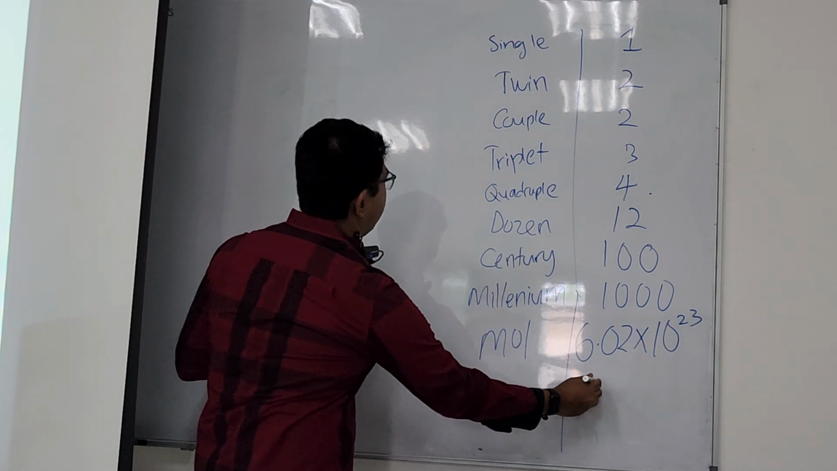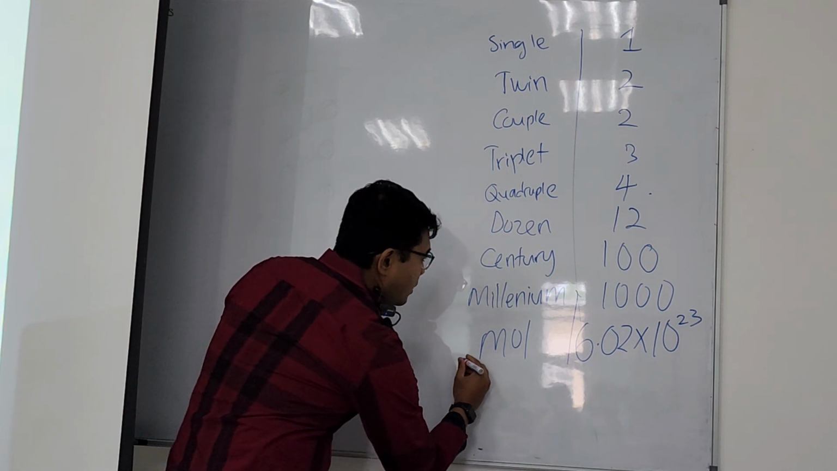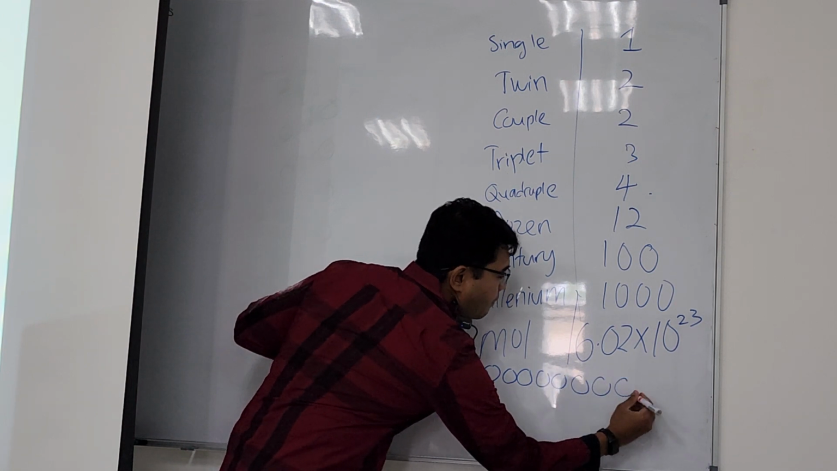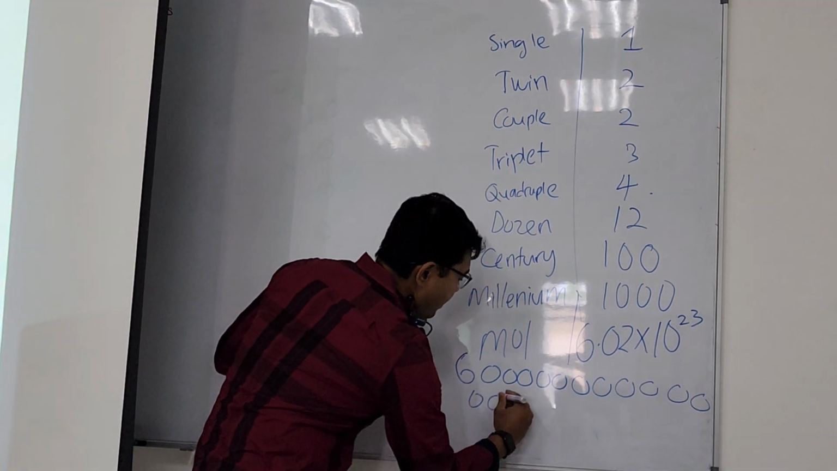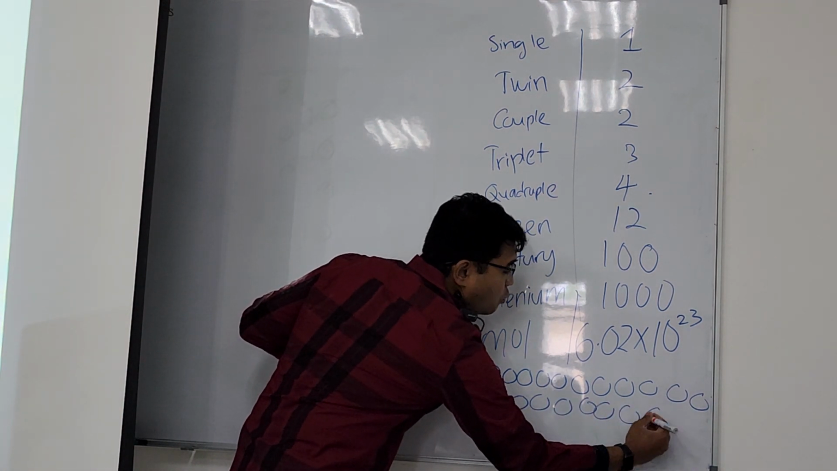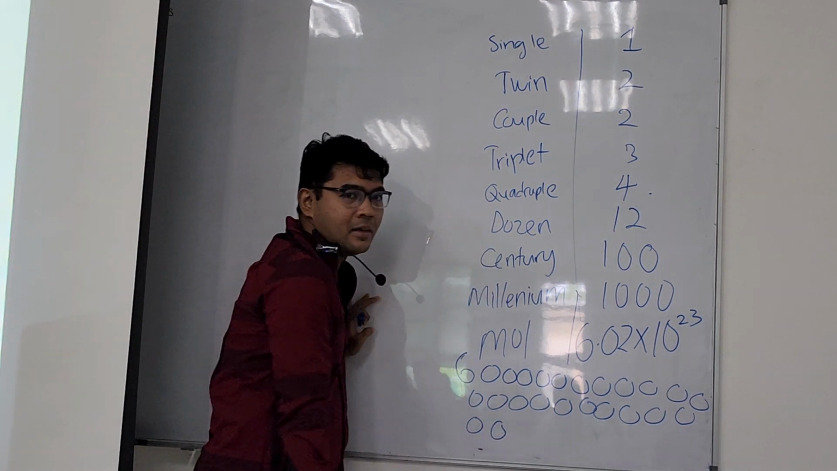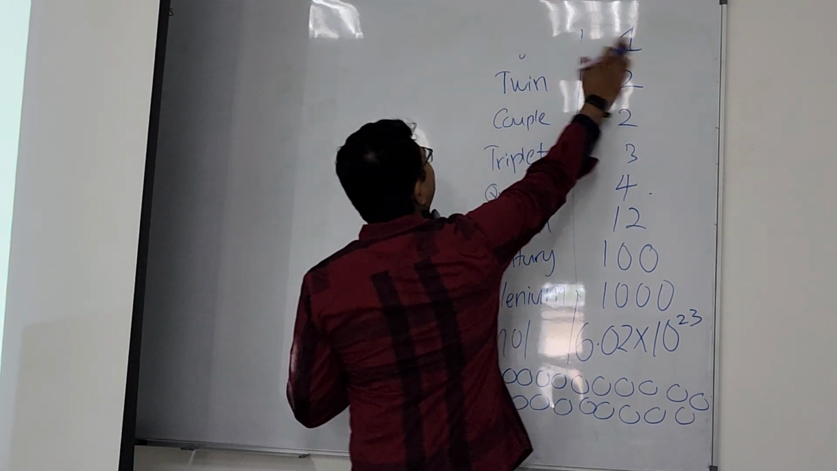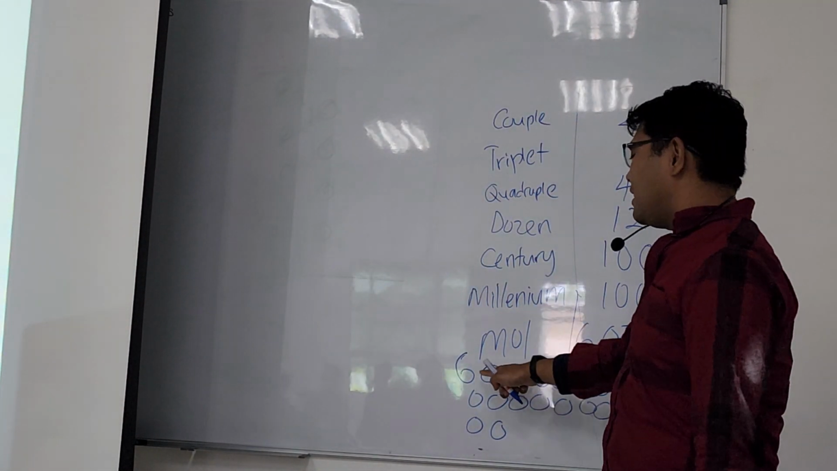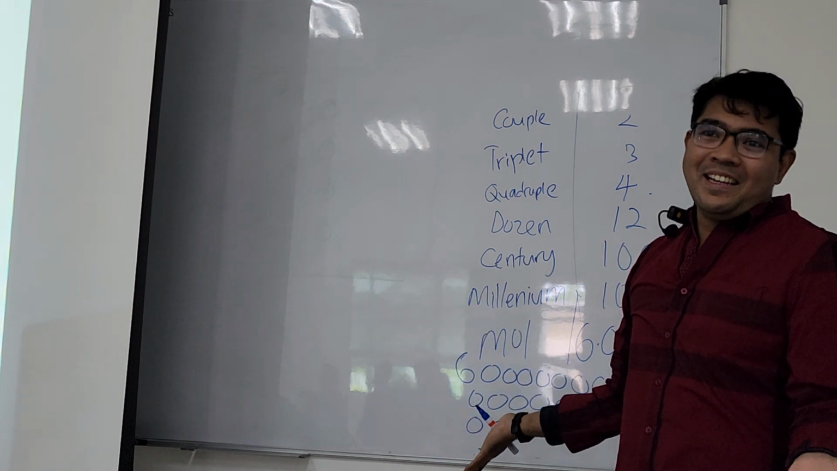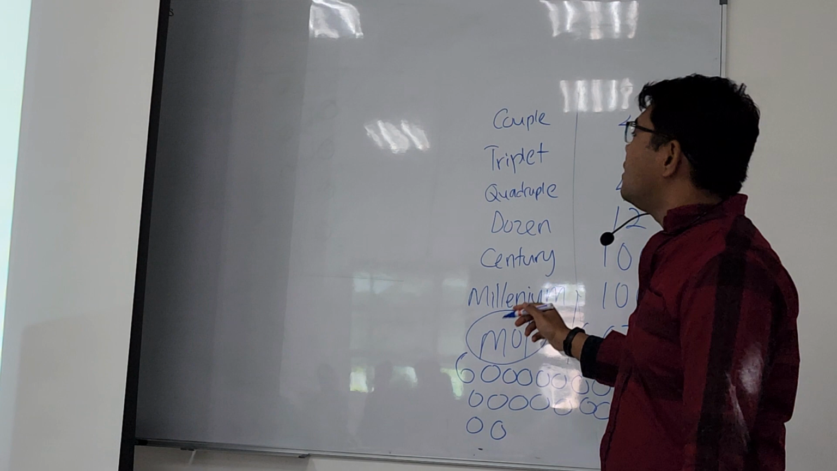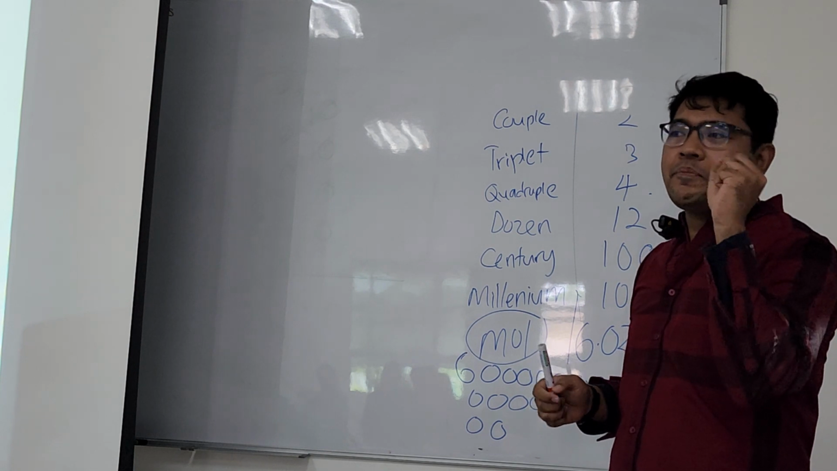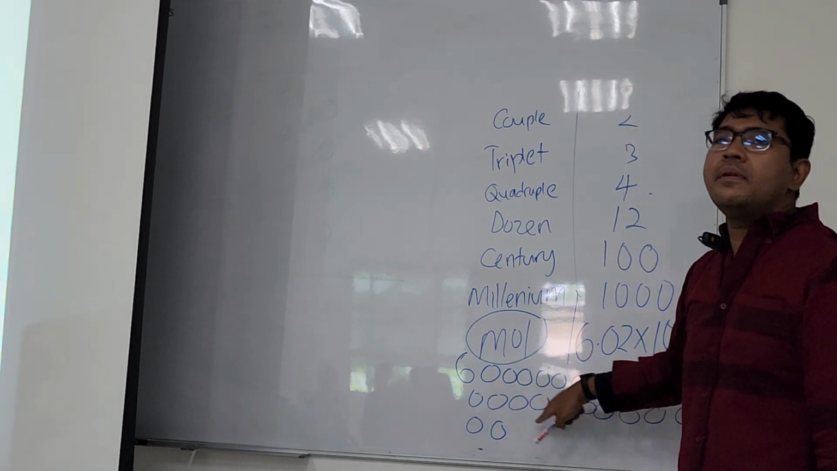It means, if you want to turn it into a number, it's 6, then 1, 2, 3, 4, 5, 6, 7, 8, 9, 10, 11, 12, 13, 14, 15, 16, 17, 18, 19, 20, 21, 22, 23 digits. How do you say that? That's why you say 6.02. Easy, right? So a mole is actually a shorthand for this long numbering system.